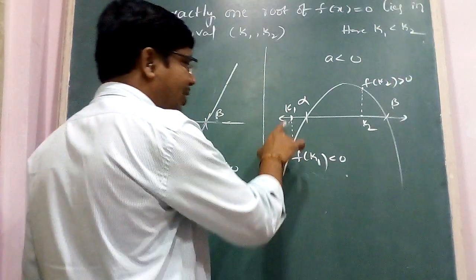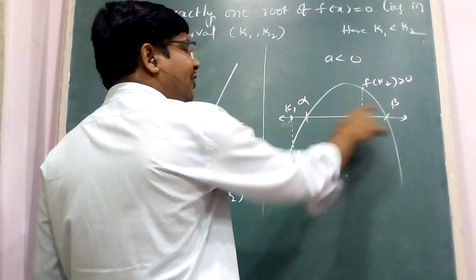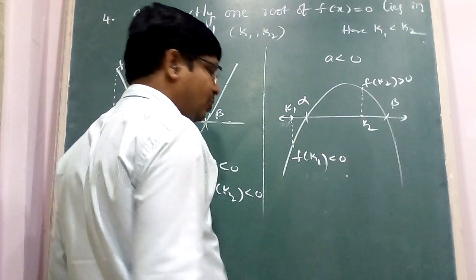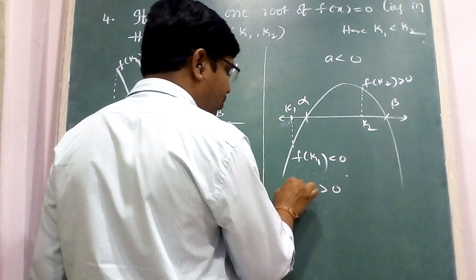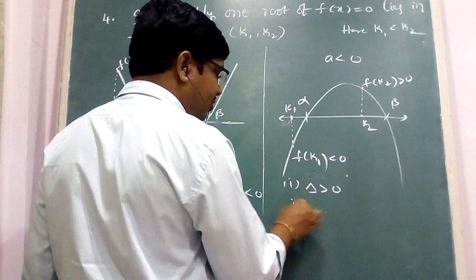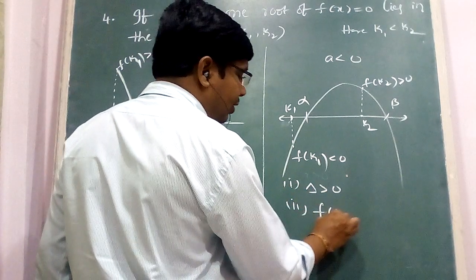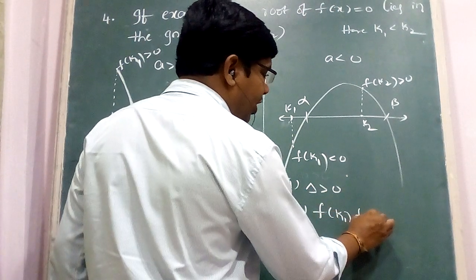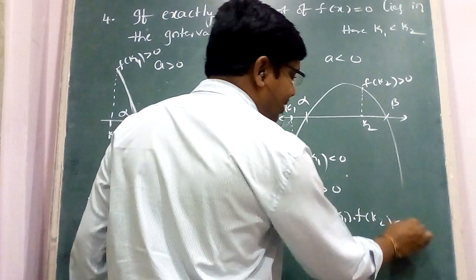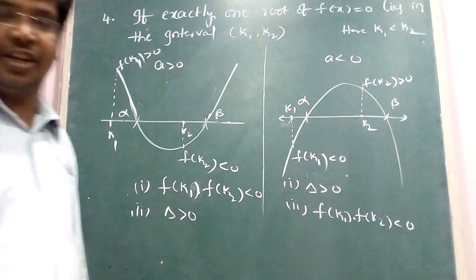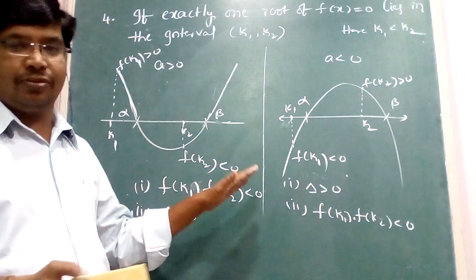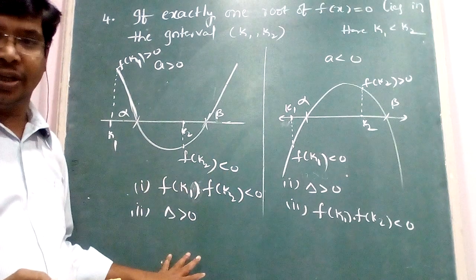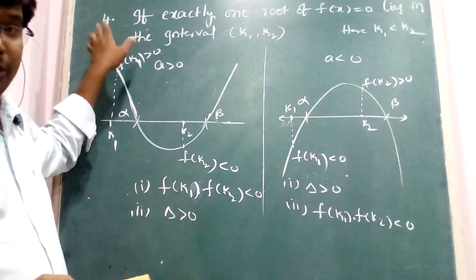Here also delta value is never equal, because between these two k2 is there. So the first condition is delta greater than 0. Second condition is f of k1 into f of k2 is always less than 0. In both cases, either positive or negative, you can take any case, you get the same conditions only. Then this is the fourth property.